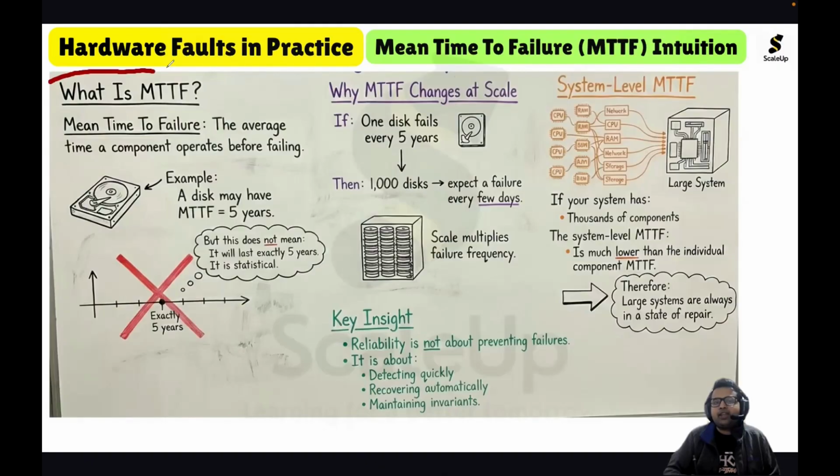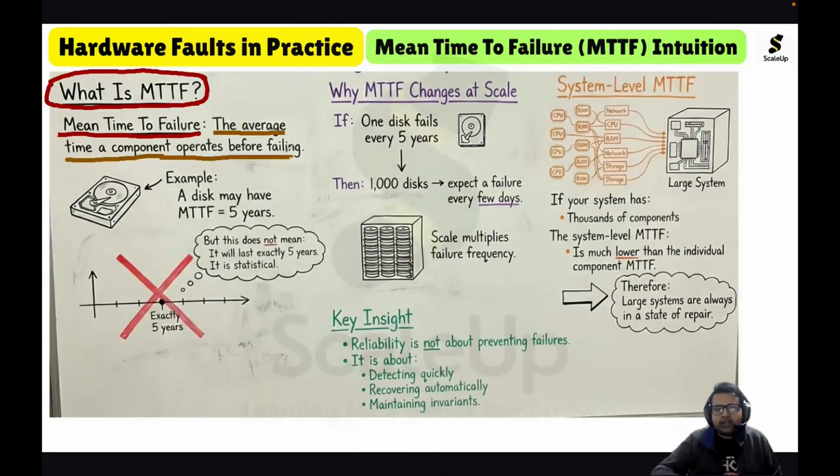Now, what is MTTF? The full form of MTTF is mean time to failure. It is a mathematical measure of reliability. It means the average time a component operates before failing. So the average time a component operates before failing is the MTTF, mean time to failure. If we take an example, if a disk has an MTTF of 5 years, it means a disk operates for 5 years on average before failing.